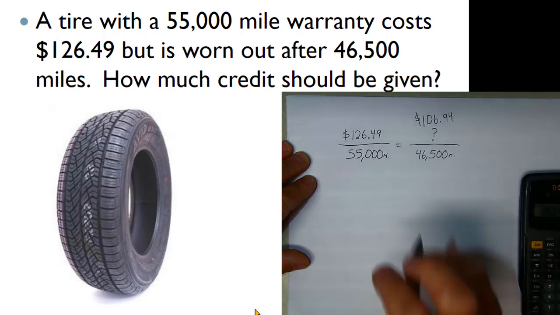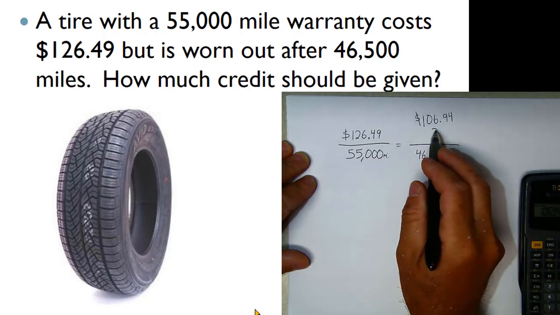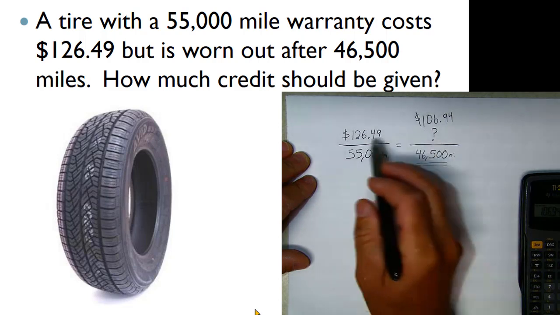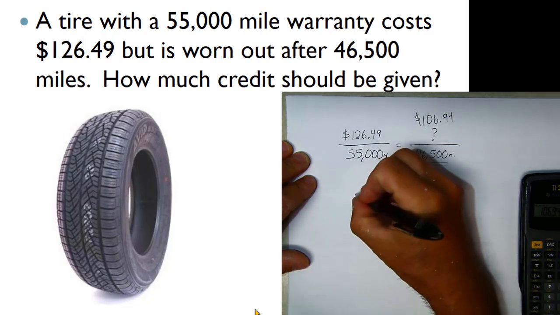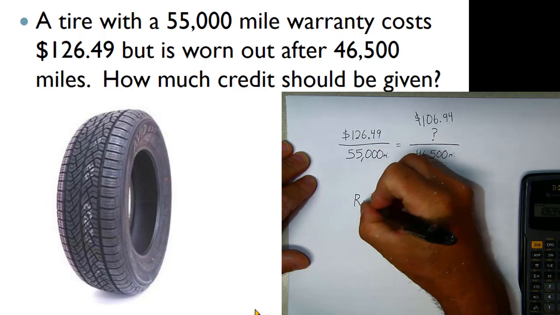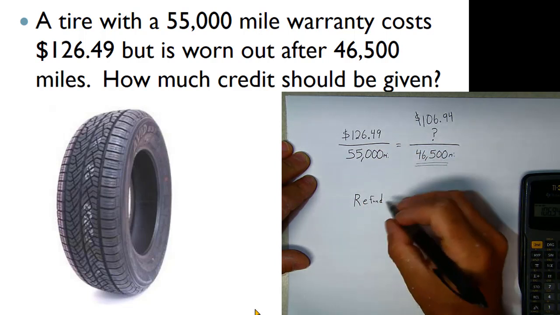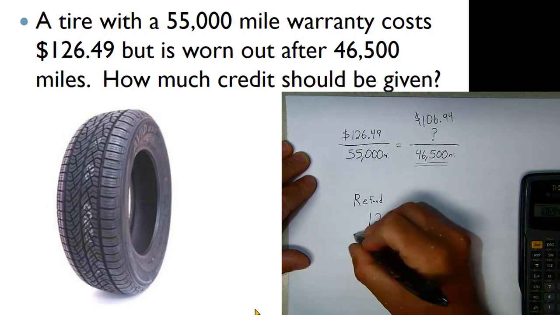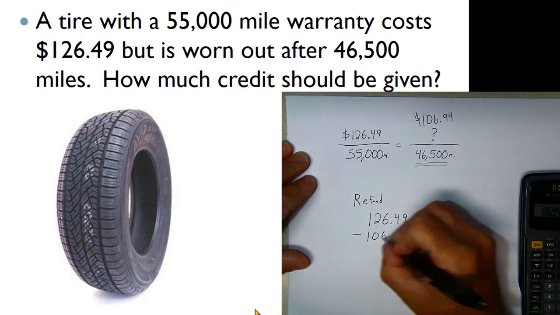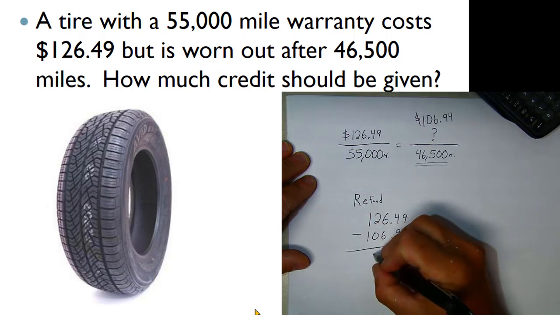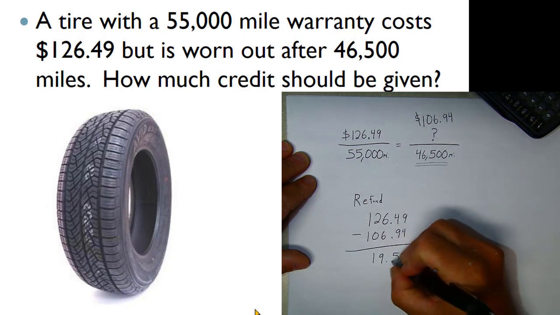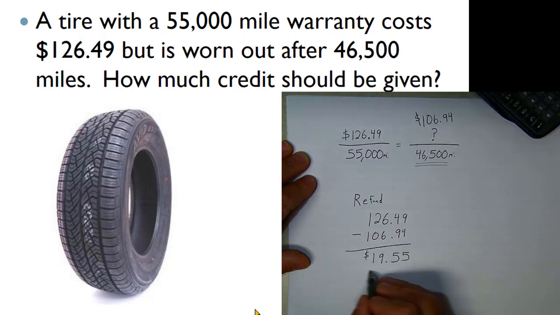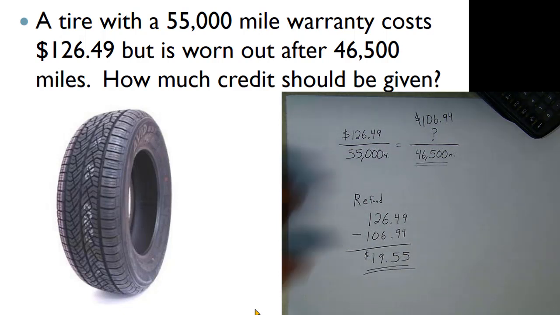Now that's not how much we get back, that's how much of the tire's life we used up, which makes sense because we got most of the tire's life out of it. We got most of our $126. So to find the amount of the refund, or credit towards a new tire more likely, we'll take 126.49 and we're going to subtract off 106.94, and we're left with $19.55, which might not seem like much, but that's probably one of a set of 4 tires, and that's worth making a claim on.